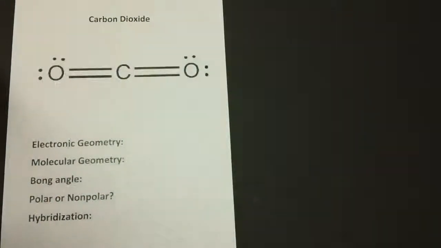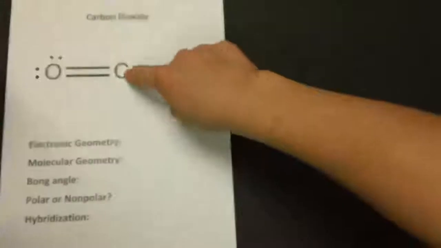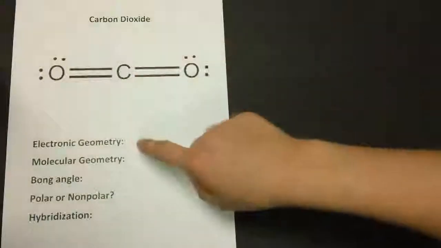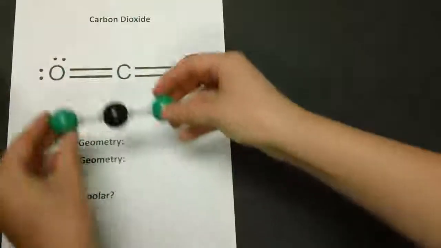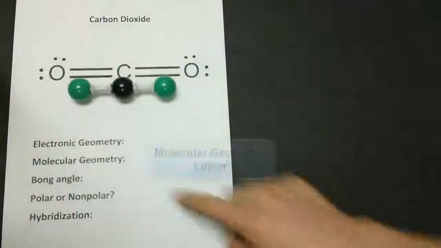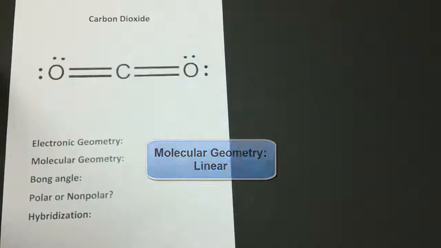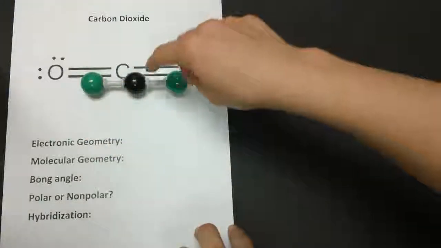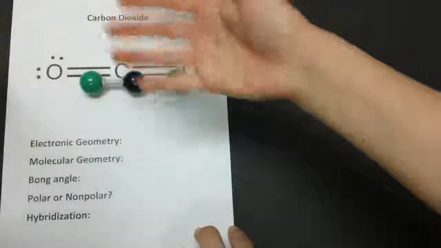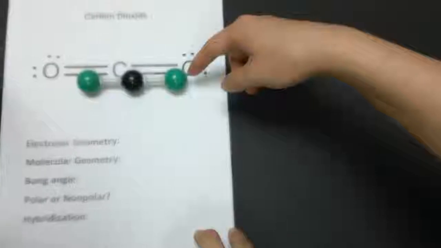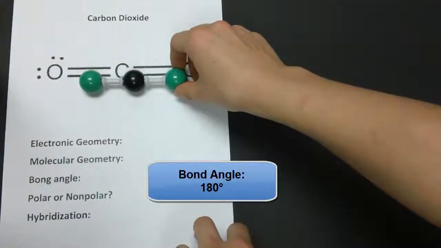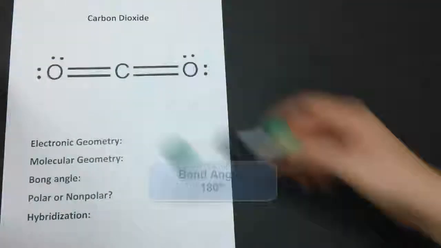So what's the molecular geometry? Well, because this atom has no lone pairs, it's the same as the electronic geometry. So, as you can tell from this model, the molecular geometry is linear. And what is the bond angle? If you take our molecular geometry and you imagine a circle, there's 2 atoms. You divide the whole circle, which is 360 degrees, by 2. You have 180 degrees, which gives our bond angle of 180 degrees.